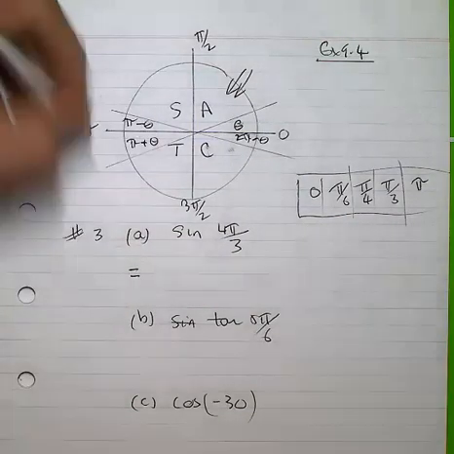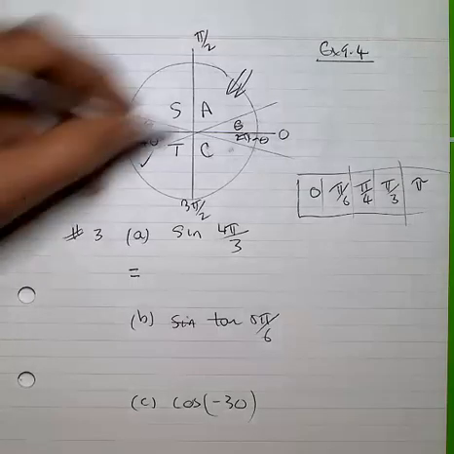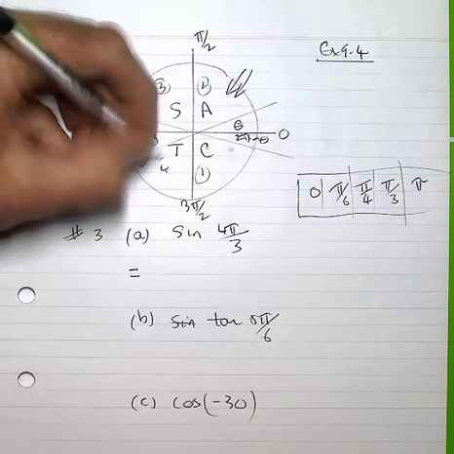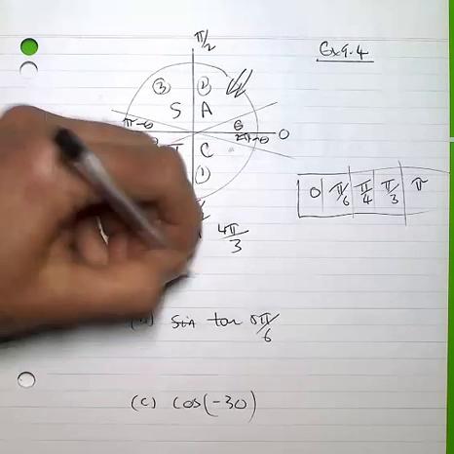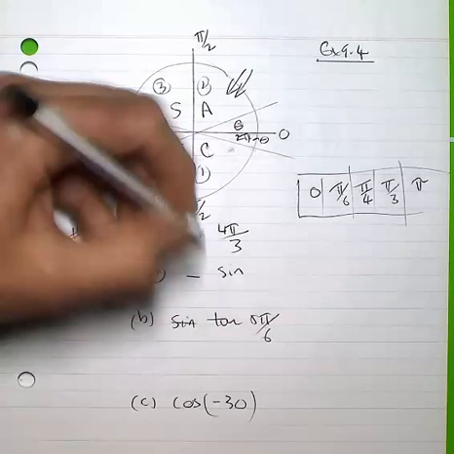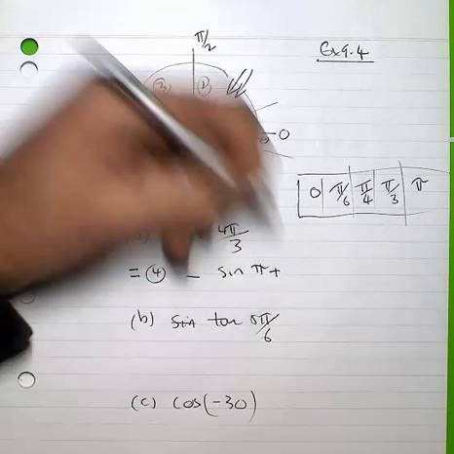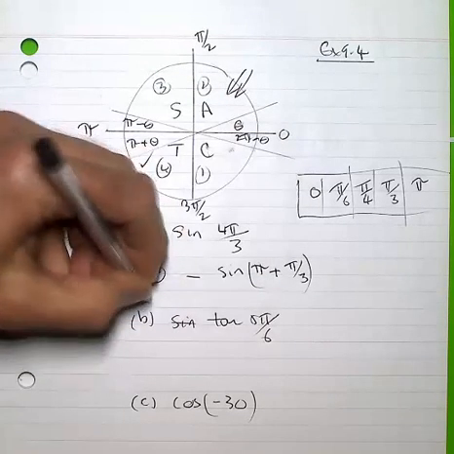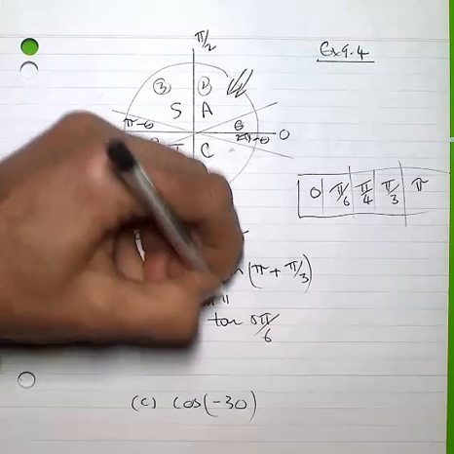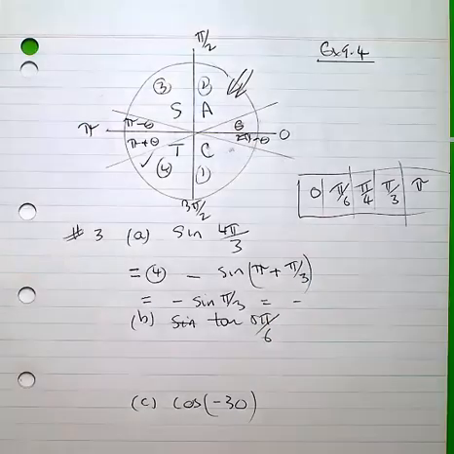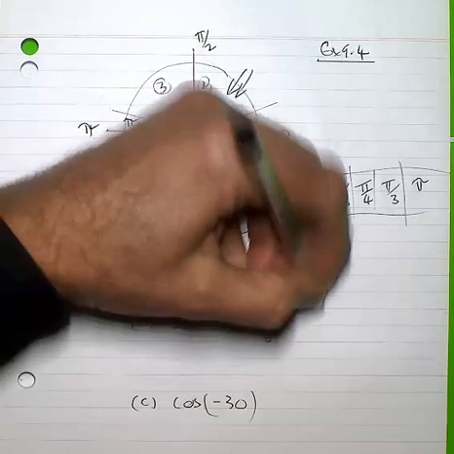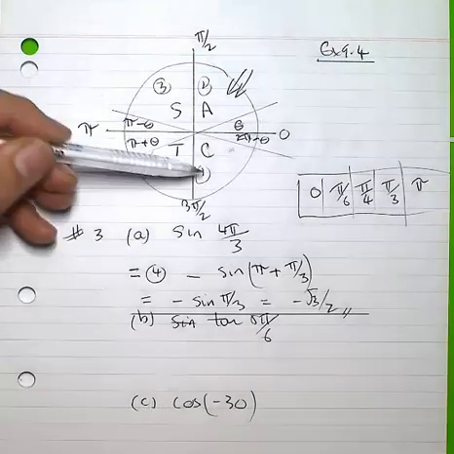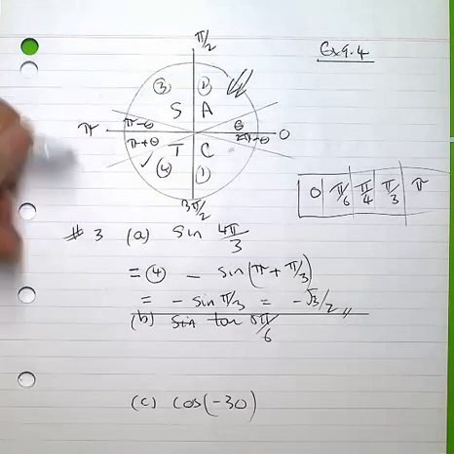Now 4 pi on 3 will put me into the third quadrant, fourth quadrant as I've listed it there. So it's going to be negative, and that's sine of pi plus pi on 3, which is going to equal negative sine pi on 3, which is negative root 3 over 2. So making use of the CAST diagram and the symmetry rules.